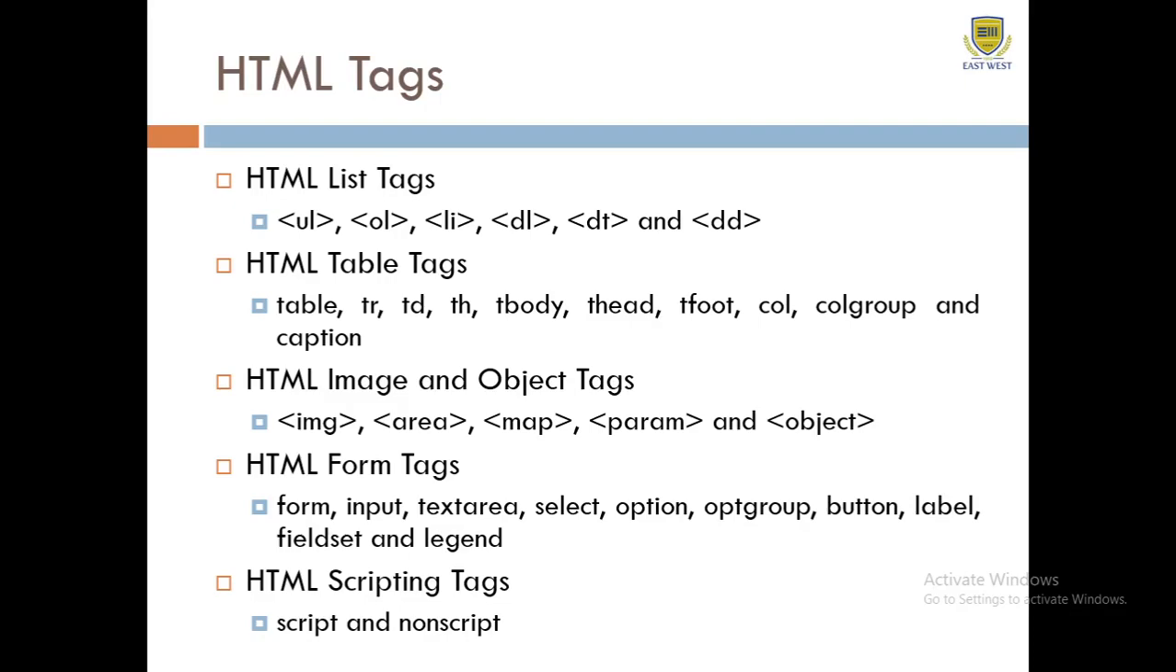Okay, next is HTML table tags. These table tags are used for creating a table in a particular order, like how many columns and how many rows we want, everything we can define there. Next set of tags is HTML image and object tags, wherein these tags are used to attach a JPEG, GIF or PNG image, or if I want to attach any video, something like that.